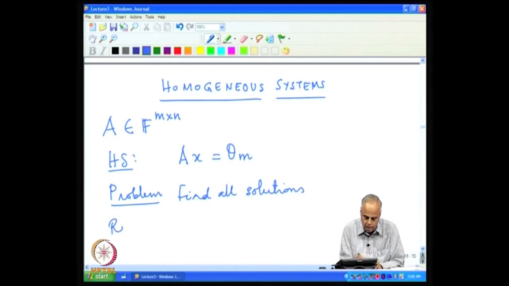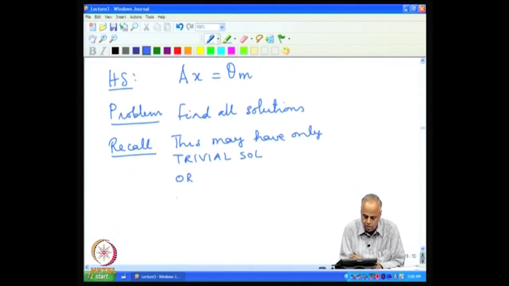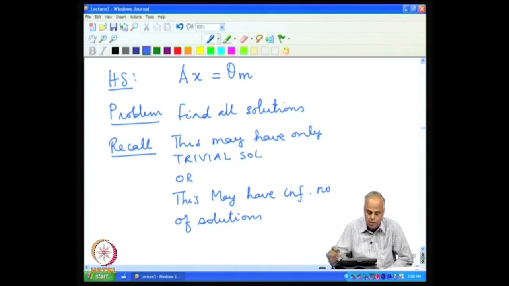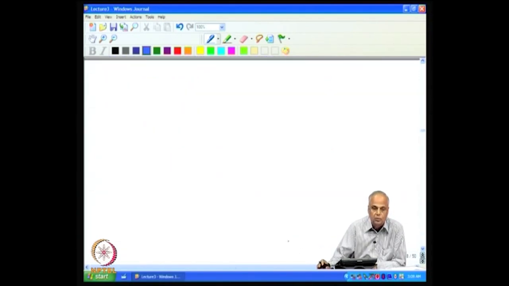Recall that we have said that this may have only the trivial solution or it may have an infinite number of solutions. So, therefore, we may have to find an infinite number of solutions for this in case Ax equal to theta m has an infinite number of solutions. So, it may be a huge problem finding all the solutions. So, we are now going to develop a strategy for this, finding all solutions of the homogeneous system.